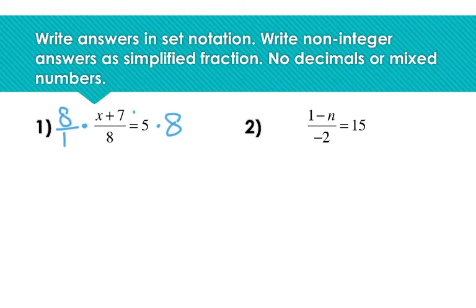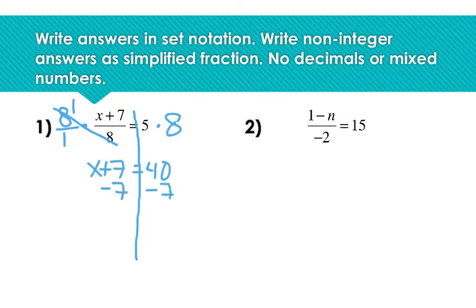I'm doing the same thing to both sides of our equation. Now, if I multiply by 8 and divide by 8, that simplifies to 1. So it's just like multiplying or dividing by 1, and 1 times (x + 7) is x + 7. Now, on the other side of the equation, 5 times 8 is 40. So we have x + 7 = 40. To get x by itself, we're going to subtract 7 from both sides so that we have x on the left side of our equation, and 40 minus 7 is 33. So in set notation we write it as {x | x = 33}.